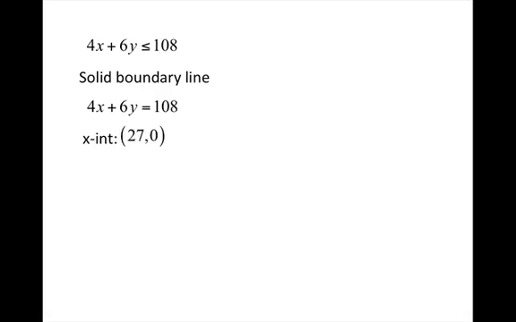Now we want to graph these. Let's begin with our first constraint. I notice that it's a solid boundary line. My boundary line is 4x plus 6y equals 108. For my x-intercept, let y be 0, and I get 4x equals 108. If I divide each side by 4, I get x is 27. So this gives me the ordered pair 27, 0.